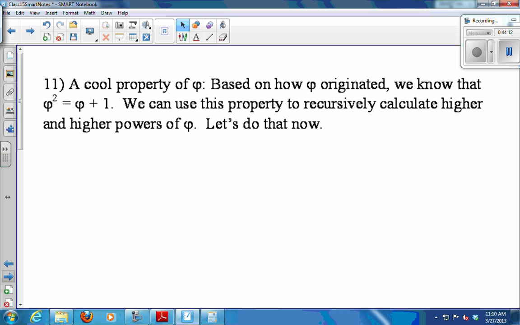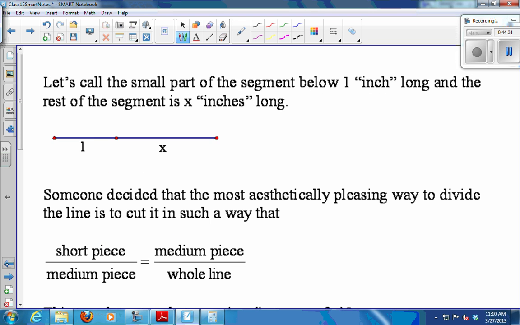So we have this cool property of phi that we know phi squared. We were trying to solve the equation x squared equals x plus 1. No, hold on, I messed up my equation somewhere.